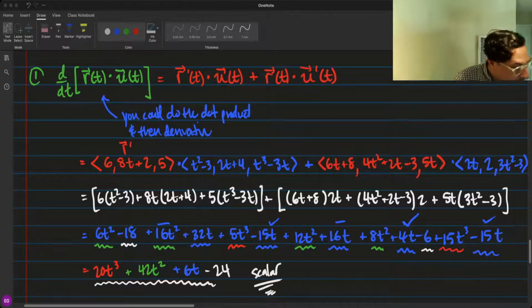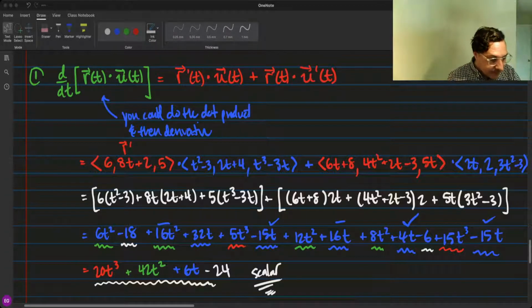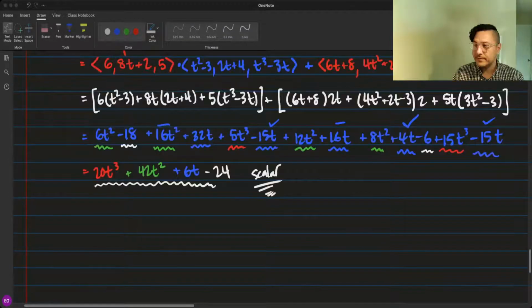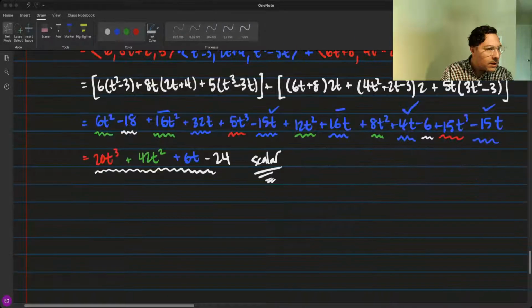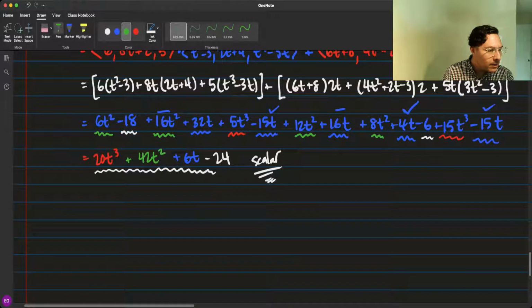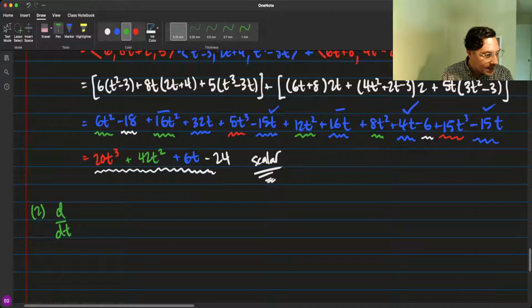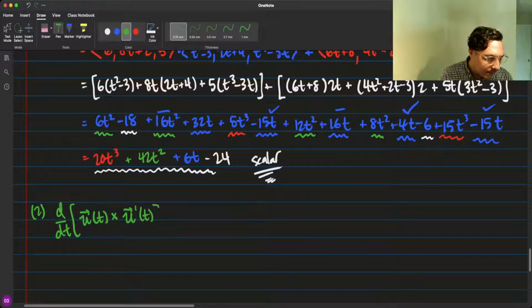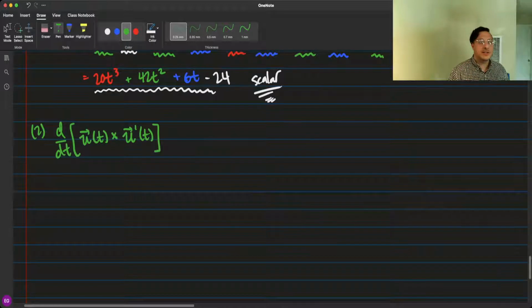Let's do another example. For this one, I want to do the derivative with respect to t of the vector valued function u crossed with the vector valued function u prime. And before we calculate it, I want to talk about why this is interesting.